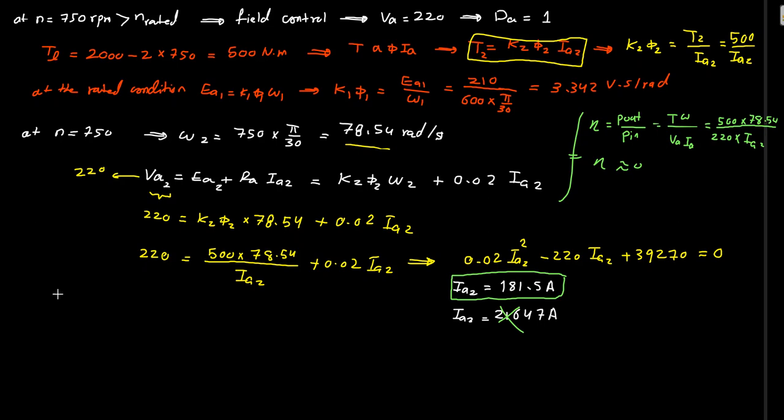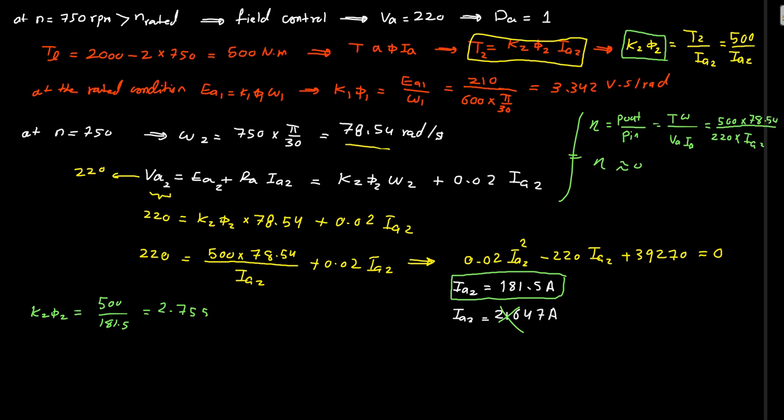So now we also have the current here. So if we have the current, we can calculate the K2 phi 2 here. So K2 phi 2 will equal to the torque 500 over the current, which is 181.5. If we do the math, this will equal 2.755.